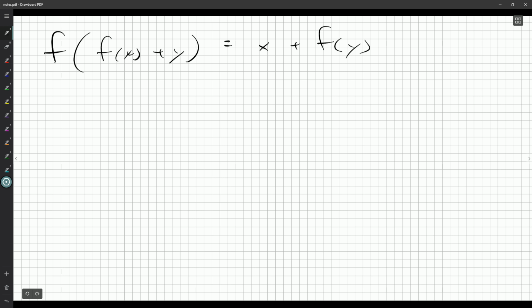Well, I know f of x plus y is x plus f of y. So applying f undoes this f and applies an f here. Right? That's what we've learned.